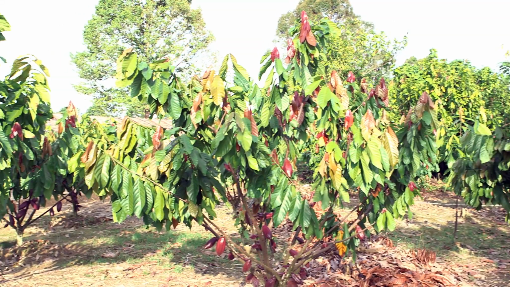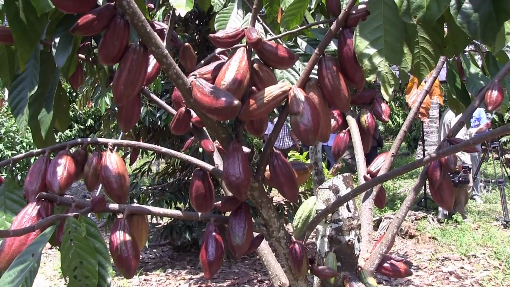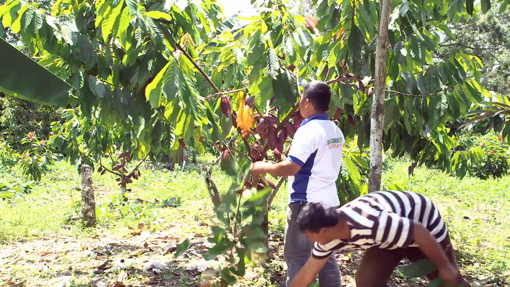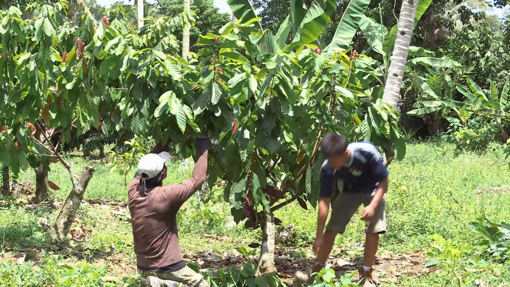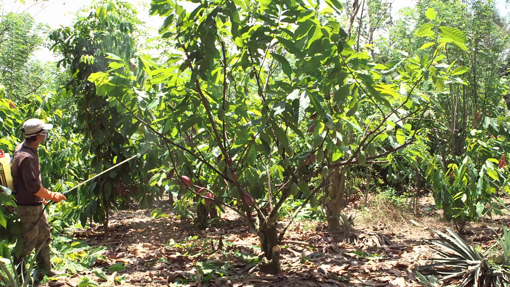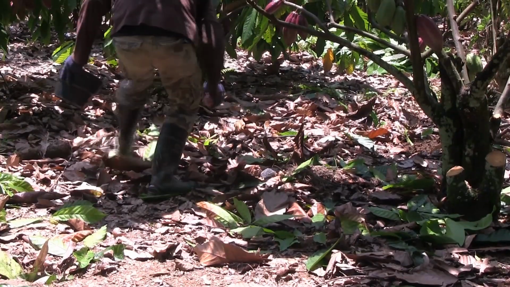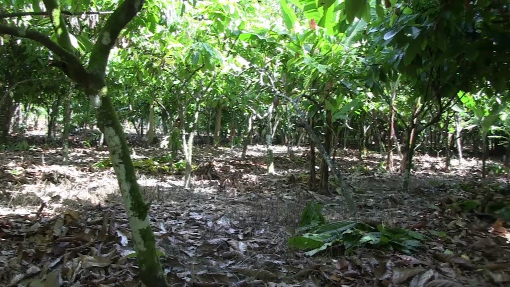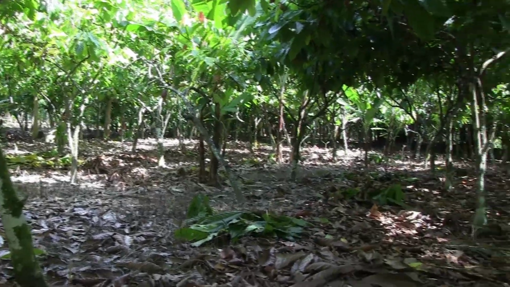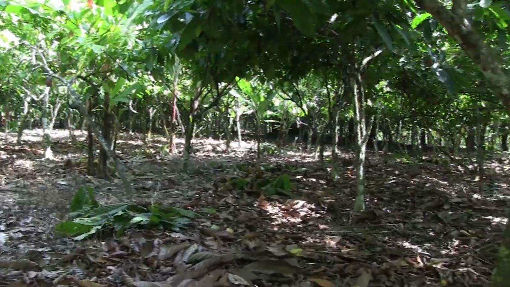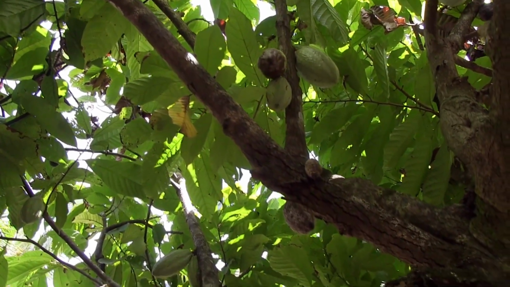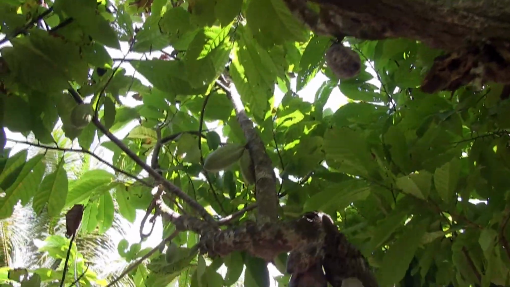Cocoa farms require a full range of activities to ensure that they have healthy, productive trees. These include shape pruning, maintenance pruning, pest and disease control, and fertilizing. Improper farming methods can lead to an array of problems. These include diseases, pest infestations, and reduced productivity in otherwise healthy trees.